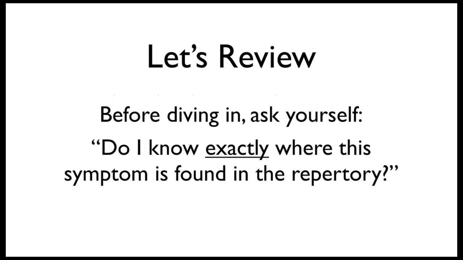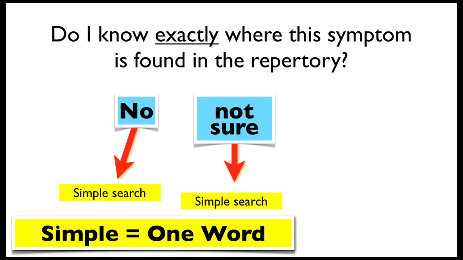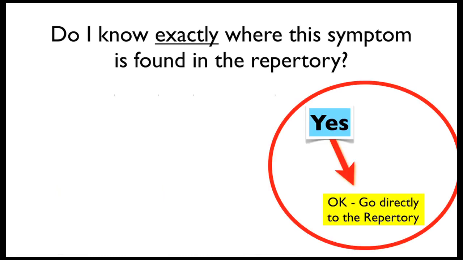Let's begin by reviewing the question, do I know exactly where this symptom is found in the repertory? If you're not sure where a symptom is to be found, I strongly recommend that you use the simple one-word search as a starting point, just to make sure that you find the very best symptom or group of symptoms from which to choose. Now, if you know exactly where the symptom you're looking for is located in the repertory, you won't need to go through the search steps. You can actually go directly to the repertory.